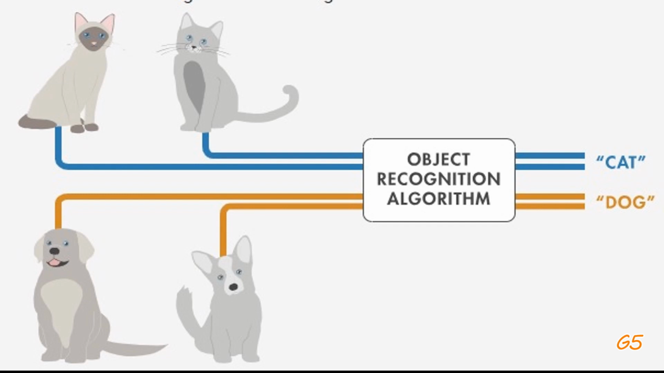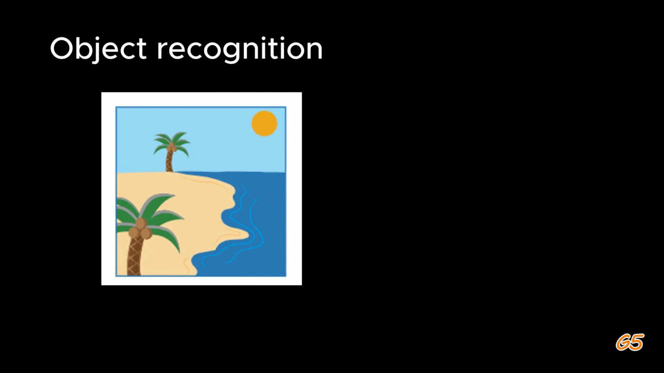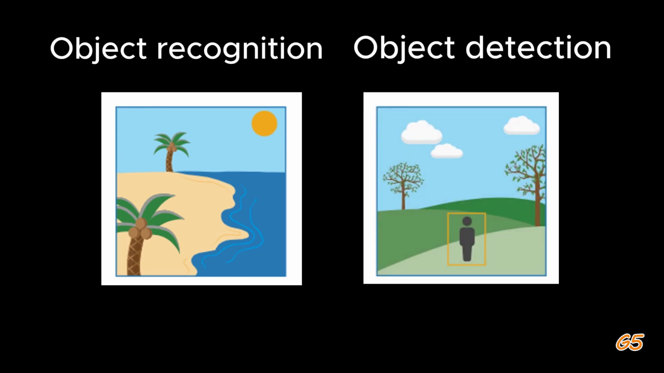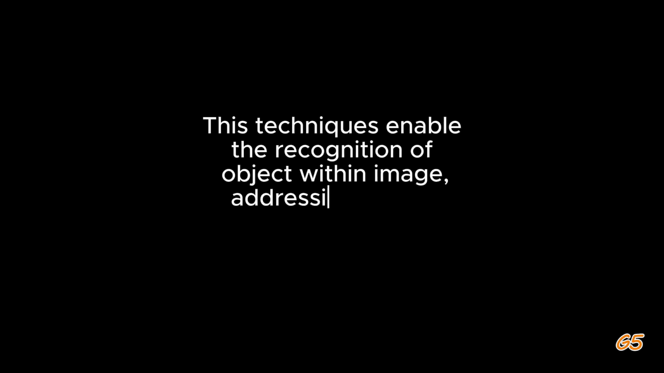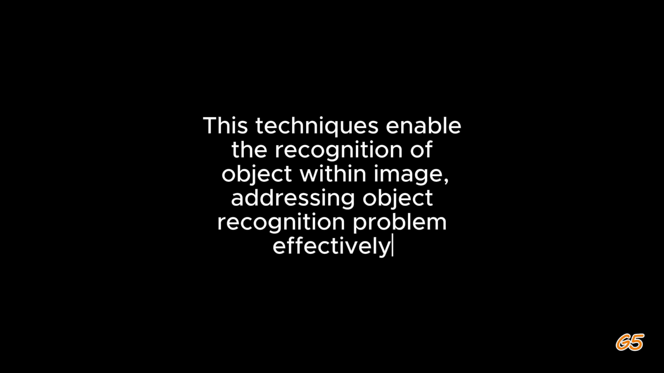Object detection and object recognition are related techniques in computer vision, but they differ in execution. Object detection involves locating instances of objects within images, often using deep learning. It's a subset of object recognition where objects are not only identified but also located, enabling the detection of multiple objects within the same image. Object recognition employs various approaches, with machine learning and deep learning gaining popularity. These techniques enable recognition of objects within an image, addressing the object recognition problem effectively.